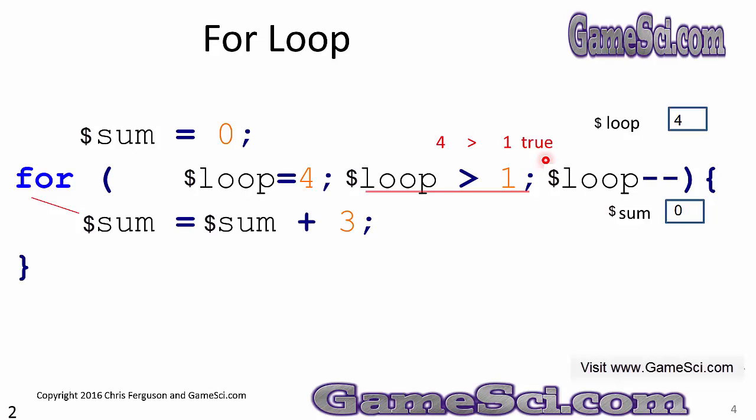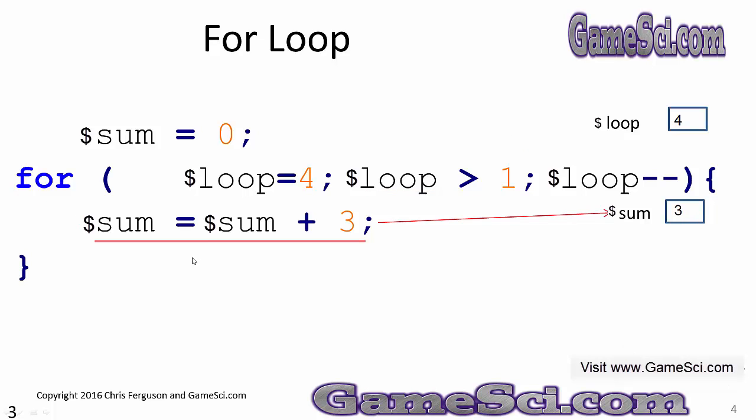We know when this statement is true, what happens? We're going to go inside the loop. With a true condition, we're going to go inside the loop and execute the sum equals sum plus 3. Update the variable sum to 3 because we just added 3 to it. After we update the variable sum, we'll hit the end of the loop. Hit the end of the loop, we spin back up on the for loop.